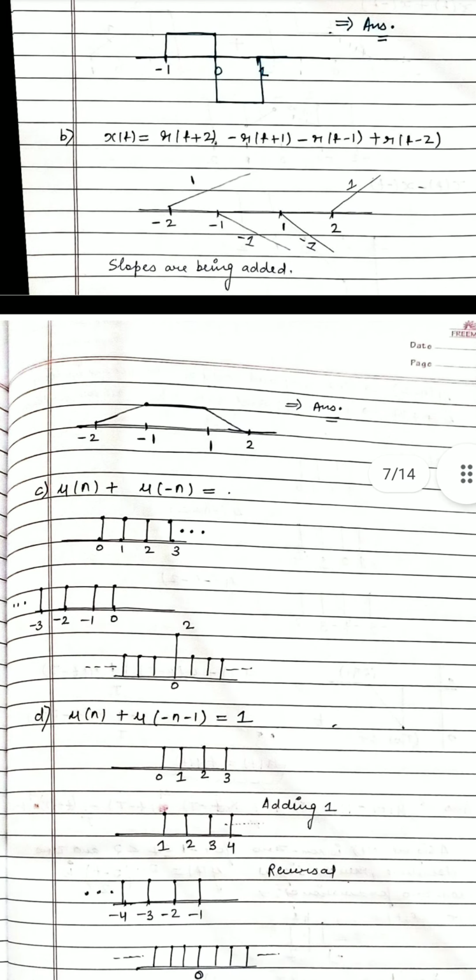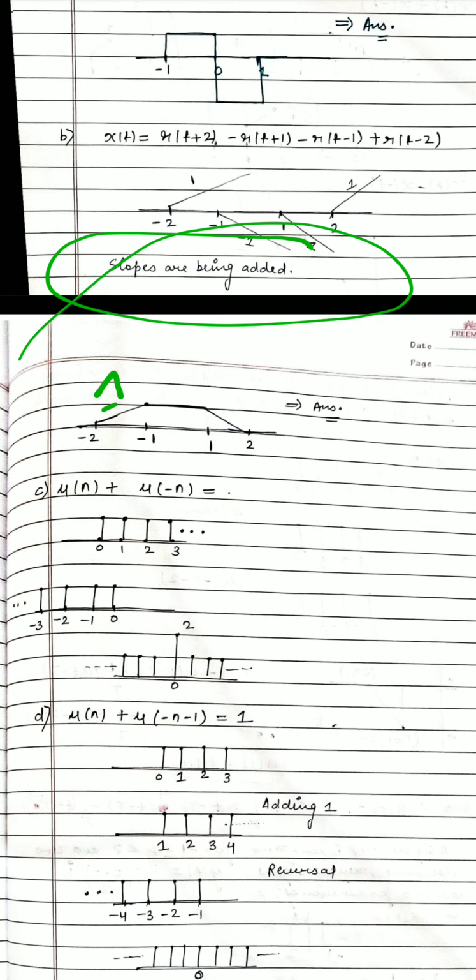As it is going like this, we have to stop it at minus 1. What we will do? We will add these slopes. Slopes are being added. From minus 2 it is going, the slope is 1. At minus 1, the minus 1 slope is added to plus 1, so the slope is 0. So from minus 1 to 1, the slope is 0.